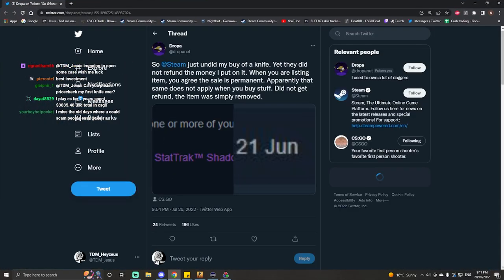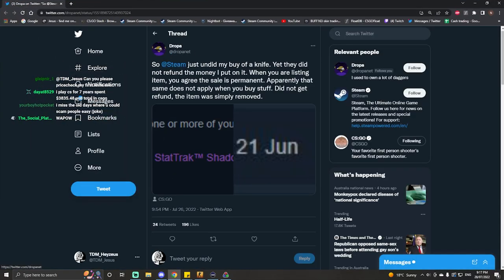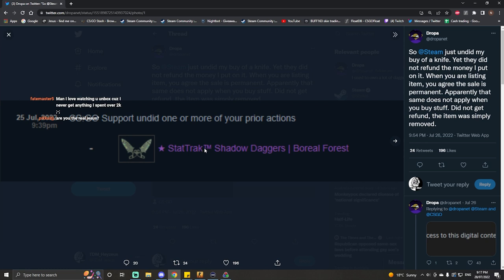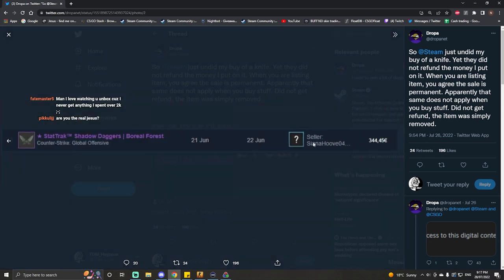I want to show you guys something. So this is a tweet from a dropper. Basically, he bought these knives. Well, it's one knife. It's two, one, I don't know. He bought them on the Steam market from this sussy bot account.